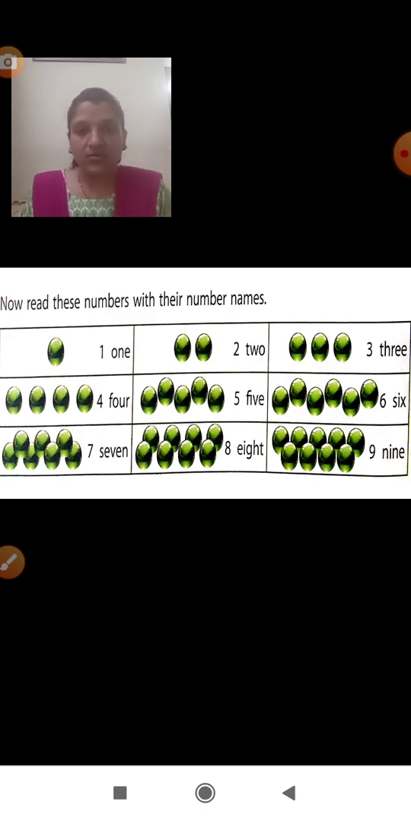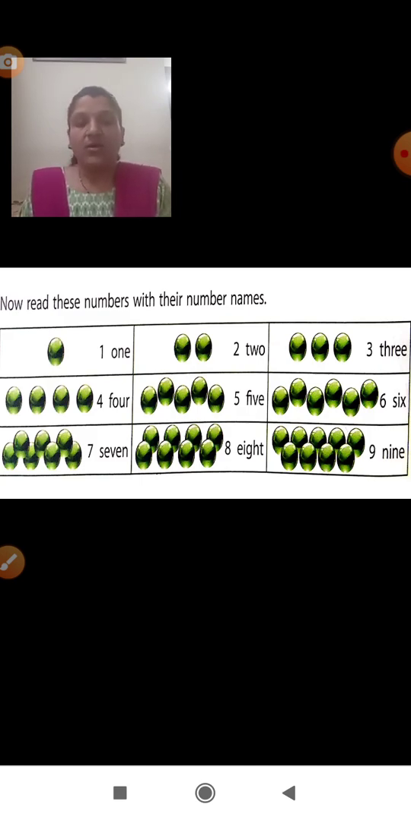Next, you see 2 balls. How many balls? 1, 2. And the number name is TWO, 2. Next, 1, 2, 3. 3 balls. How do we write number 3? THREE, 3. Correct. Come to the next box. How many balls you find? Let's count. 1, 2, 3, 4. 4 balls. FOUR, 4.